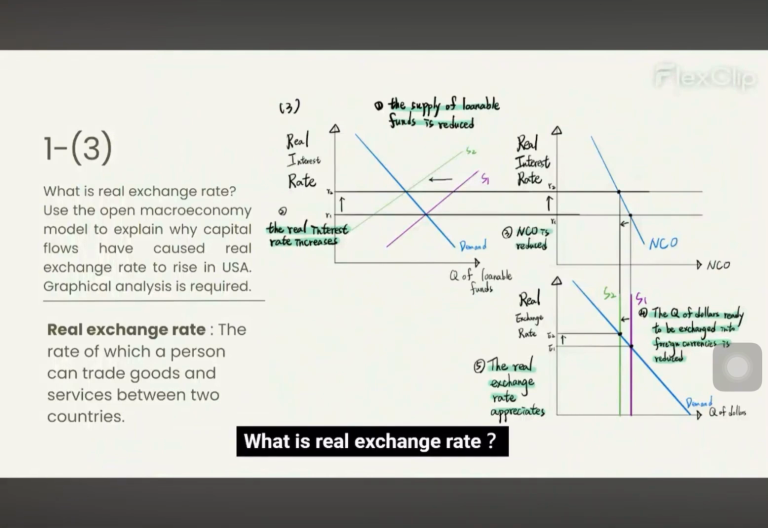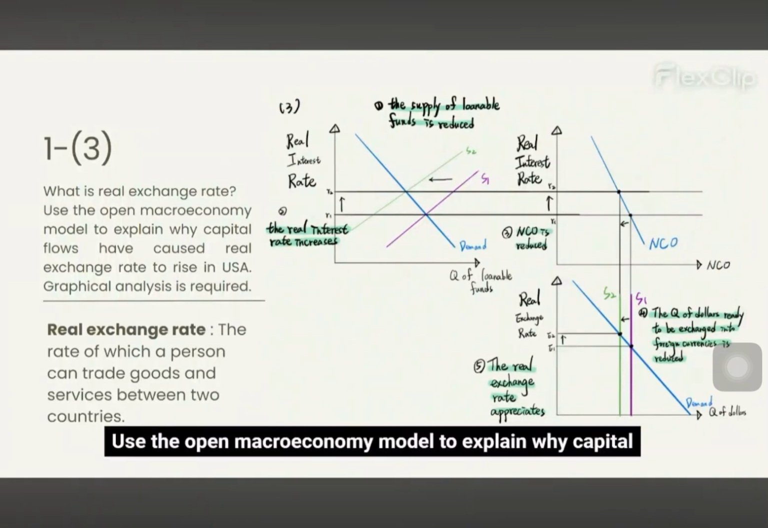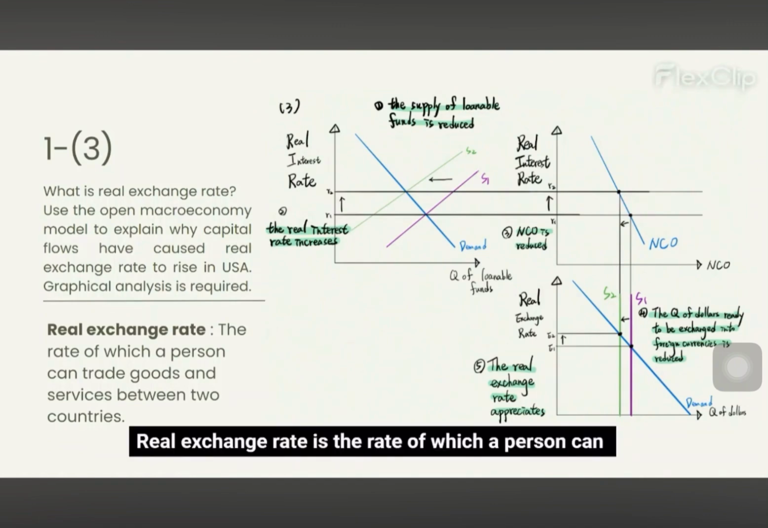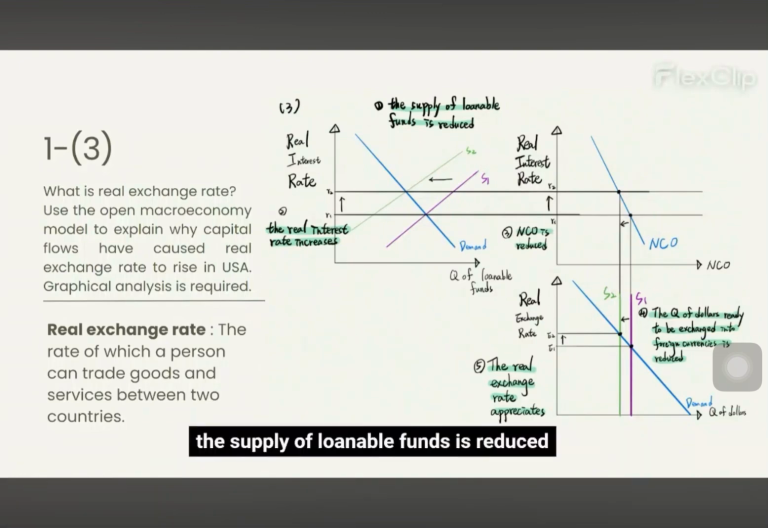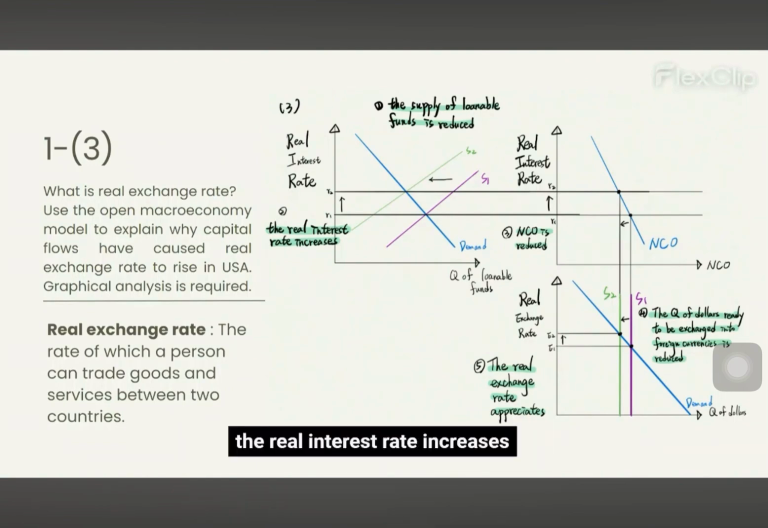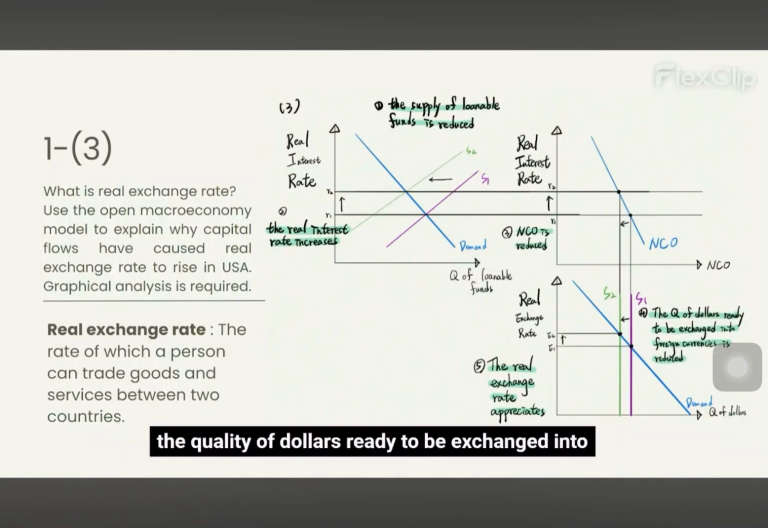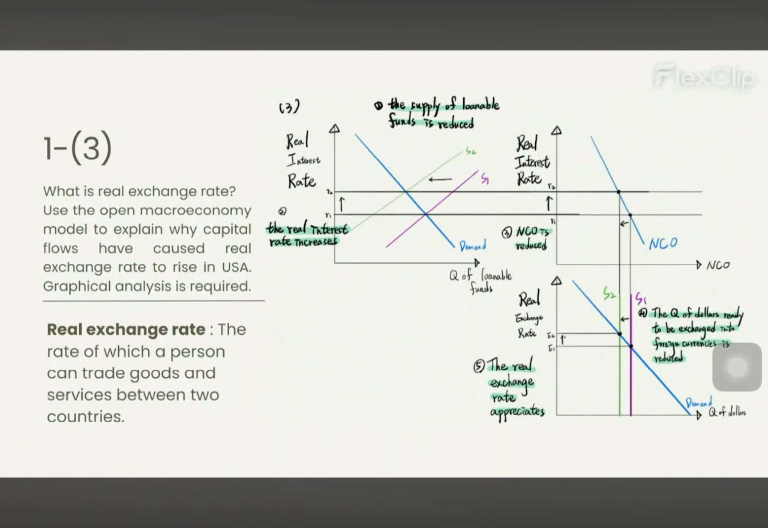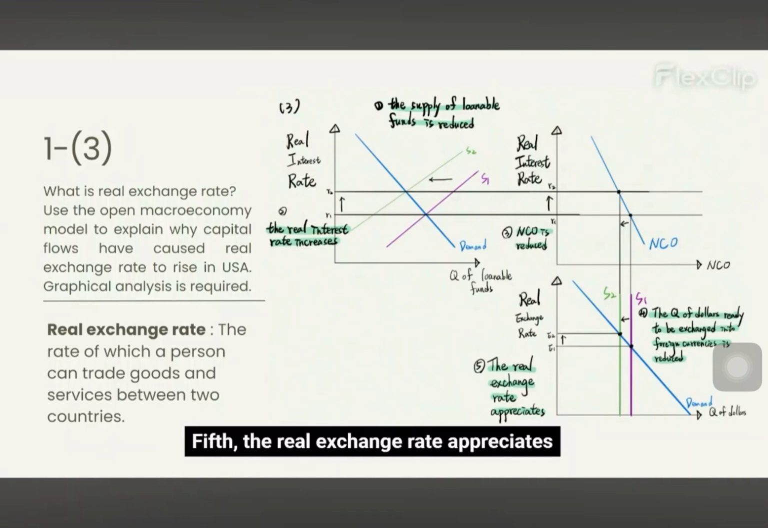What is the real exchange rate? Use the open macroeconomy model to explain why capital flows have caused the real exchange rate to rise in the USA. Graphical analysis is required. The real exchange rate is the rate at which a person can trade goods and services between two countries. First, the supply of loanable funds is reduced. Next, the real interest rate increases. Third, NCO is reduced. Fourth, the quantity of dollars ready to be exchanged into foreign currencies is reduced. Fifth, the real exchange rate appreciates.